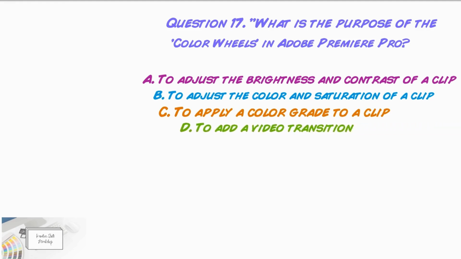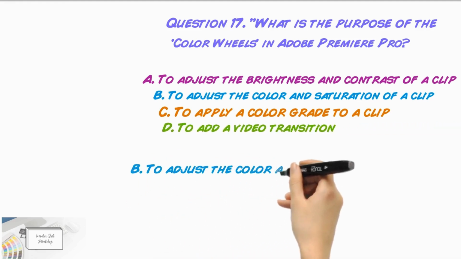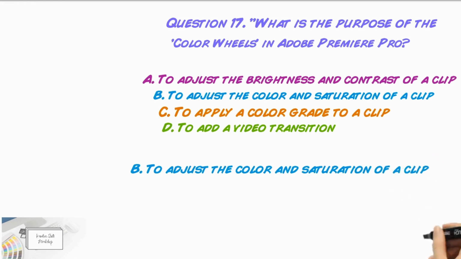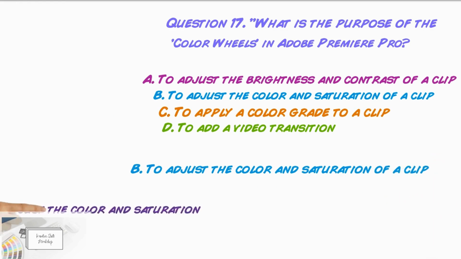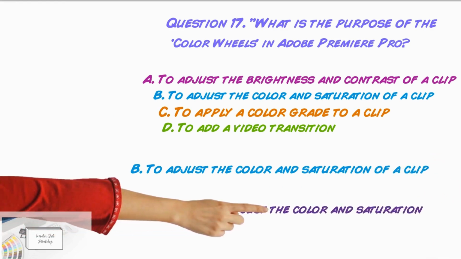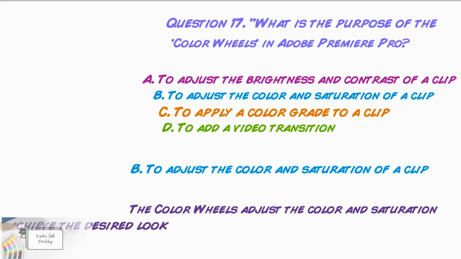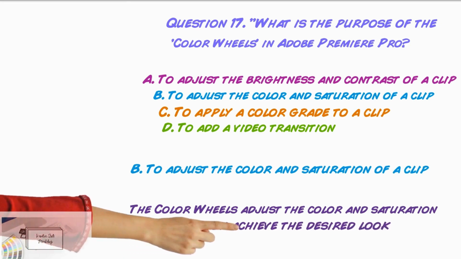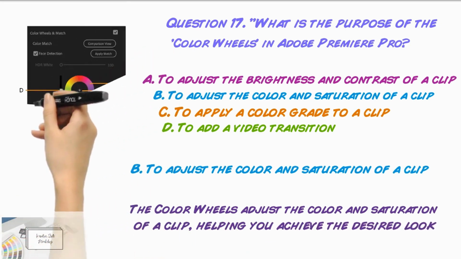Answer: B. To adjust the color and saturation of a clip. The color wheels adjust the color and saturation of a clip, helping you achieve the desired look.